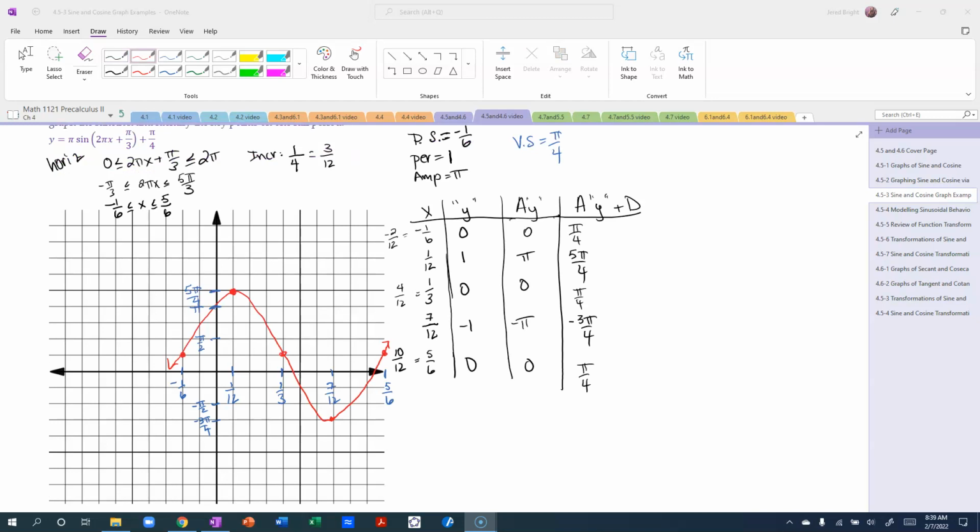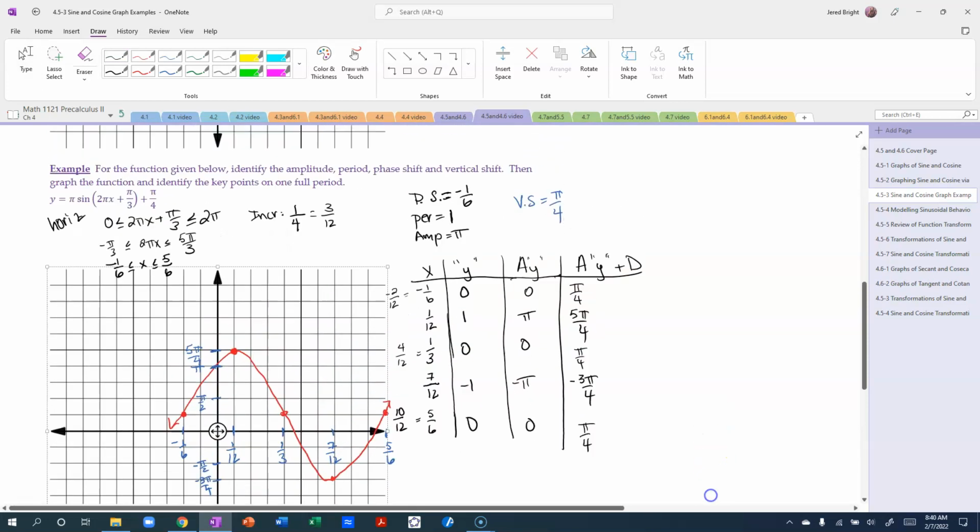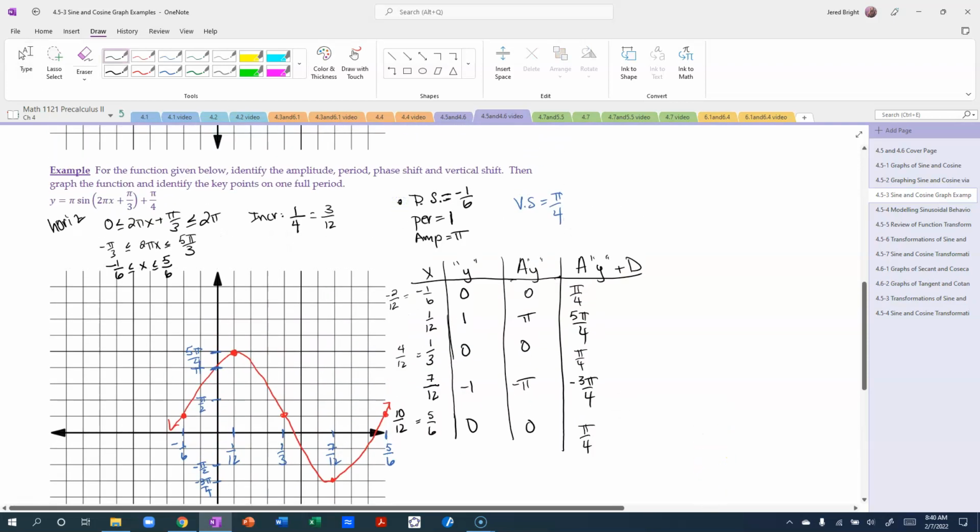Here's my answer. So first of all, walking through this, I found the one cycle. Okay, took 2 pi x plus pi over 3, sandwiched it between 0 and 2 pi, solved, got x was between -1/6 and 5/6. Okay, great. And then from there, that told me that the phase shift was -1/6. And then period was just 1, so the width of that interval is 1. That allowed me to say the increments was 1 divided by 4, which is the same as 3/12. Okay, and that I wrote for a specific reason later on.